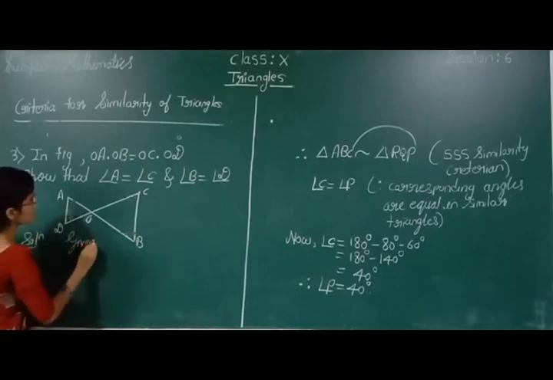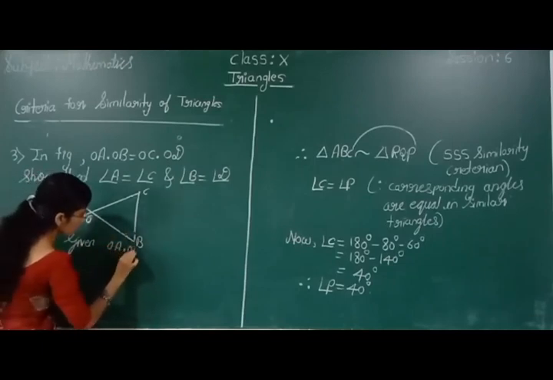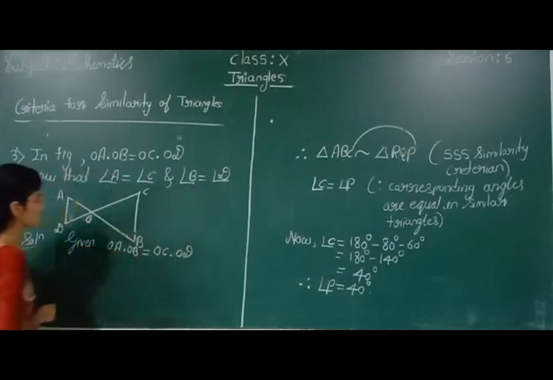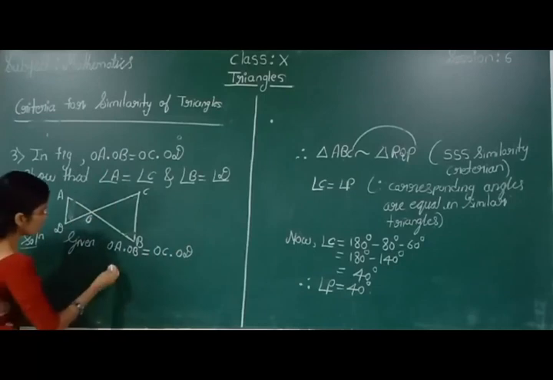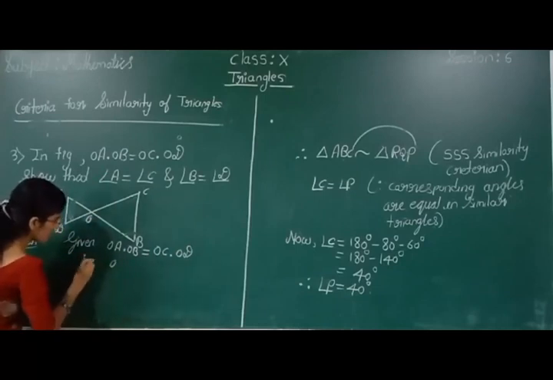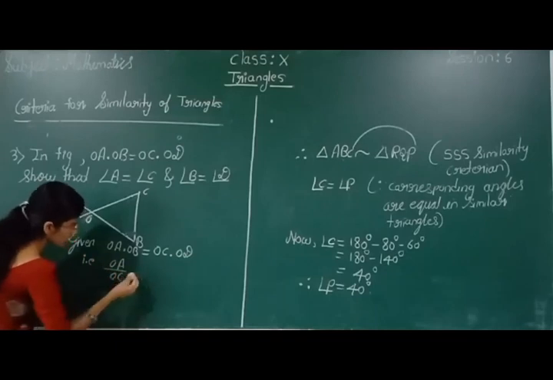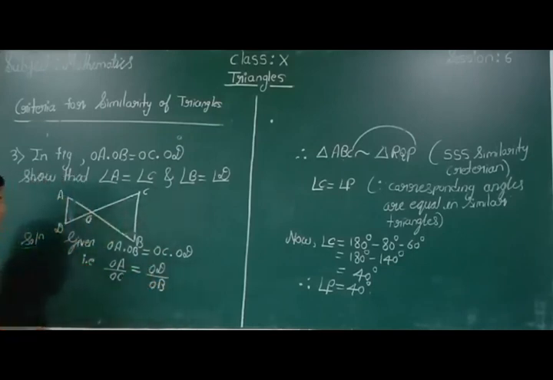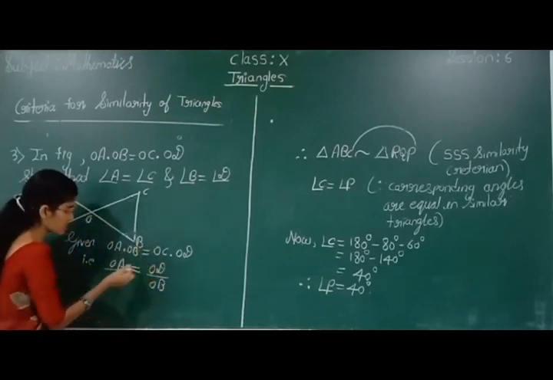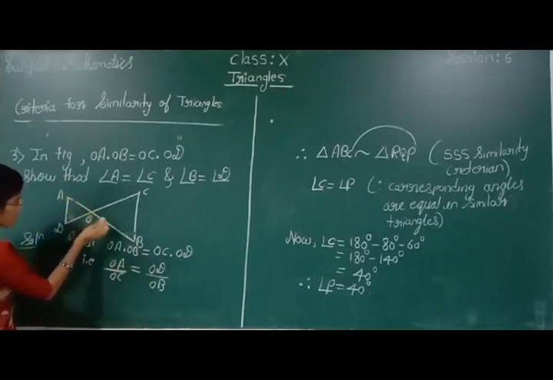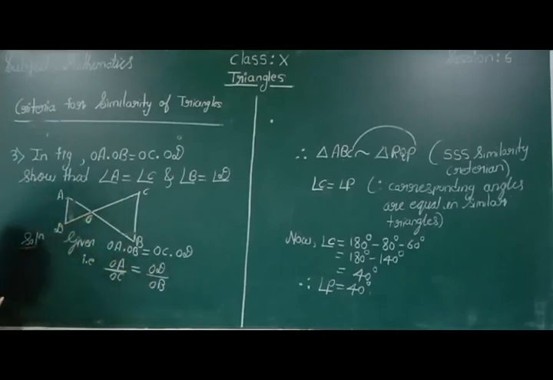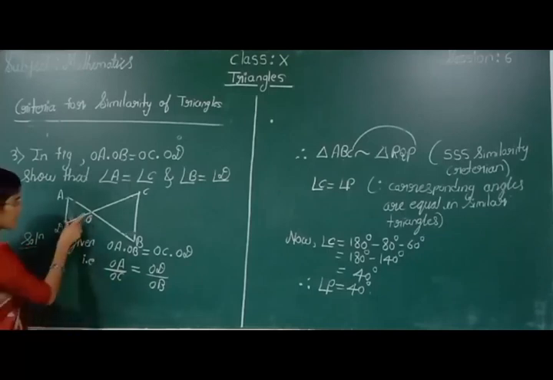Given, OA into OB is equal to OC OD. They have given. Now that is OA by OC is equal to OD by OB. Okay, from here we took this. This will tell that OA by OC ratio is equal to OD by OB ratio. These two ratios are same. Okay, again observe here carefully.